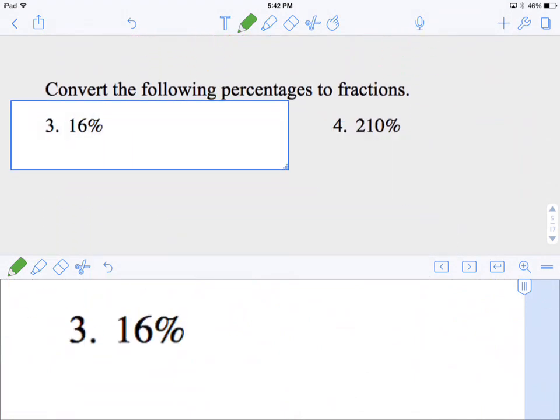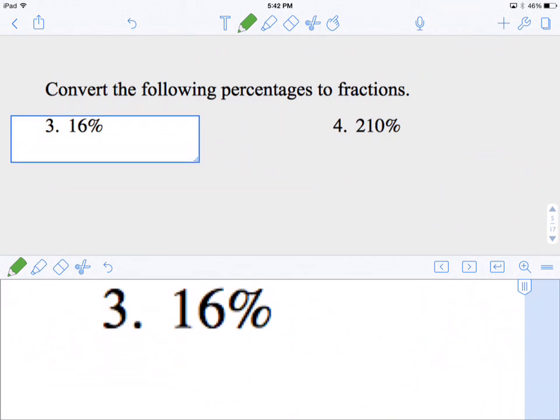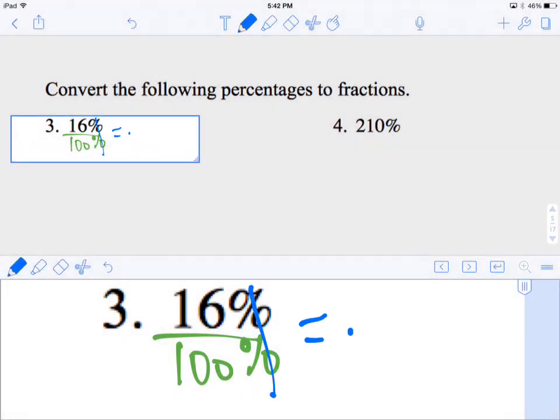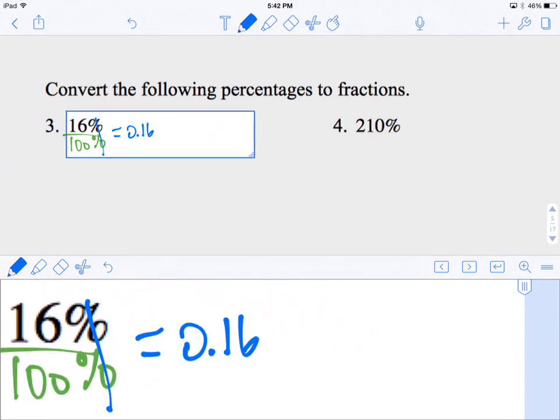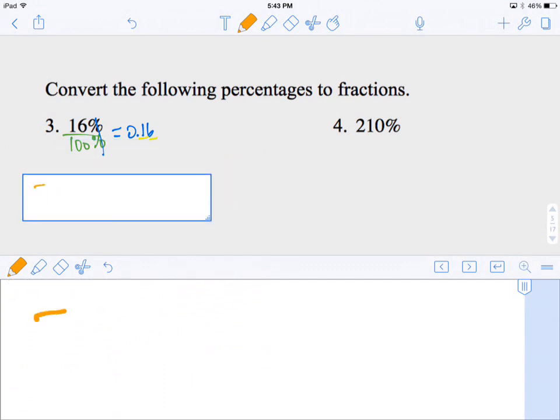Now we have to go backwards. We're going to convert the following percentages to fractions. So we do a decimal first. We're going to divide by 100%. And you can see that the percents cancel. And we get 0.16. There's our decimal. We know we have 2 decimal places, 1, 2, so we know that that's going to go over 100. We have 16 hundredths. So down here I'm going to write it 16 over 100. That's our fraction. It works, but we have to simplify that.